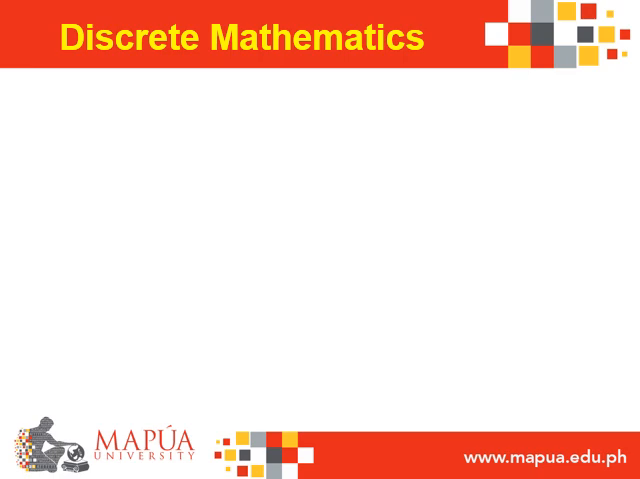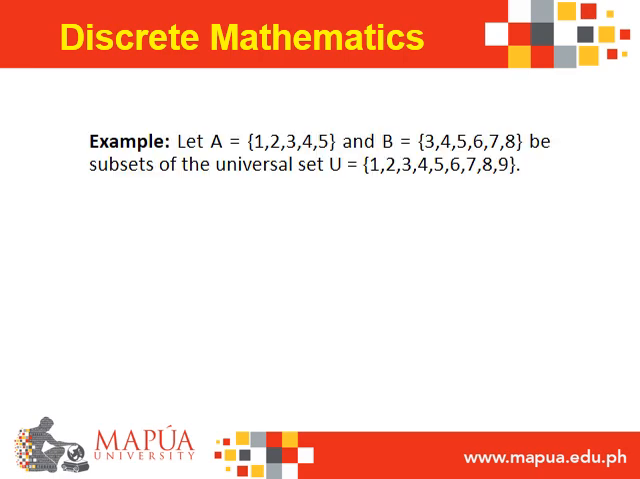Let us then try to apply computer representation now on the following sets. We have our universal set U containing values 1 to 9, and its subsets: set A containing values 1 to 5 and set B containing values 3 to 8. The length of the bit string that represents every given set in this particular example would comprise 9 bits, since your universal set U contains 9 elements.